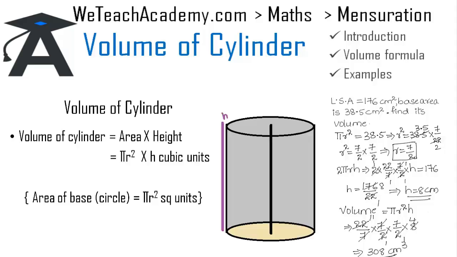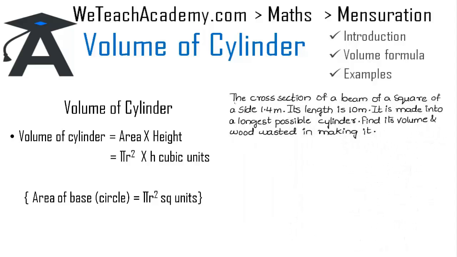Then coming to the next example, the cross section of a beam is a square of side 1.4 meters and its length is 10 meters. And then it is made into the longest possible cylinder. So find the volume and the wood wasted in making it.